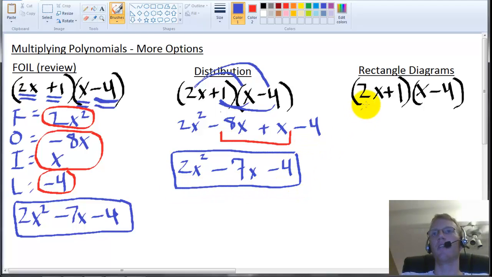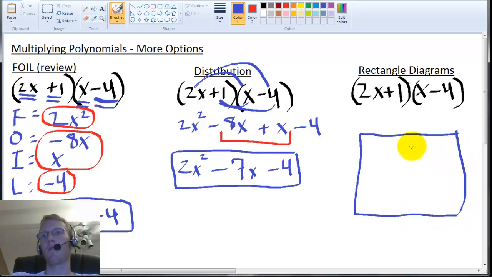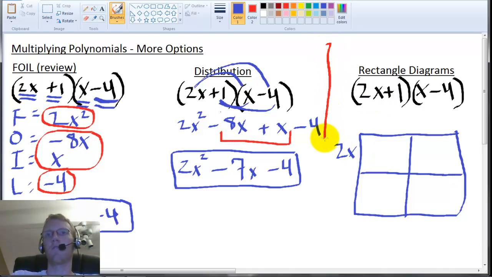And the third way is a new method that I haven't actually taught you yet, so I'm going to use this video to explain it. The idea is you draw a rectangle, and the size of the rectangle is going to be based on the number of terms here and the number of terms here. So I have 2 here and I have 2 here. So I'm going to draw a rectangle and make it 2 by 2. And then this term here, I'm going to write down the side. So 2x is my first piece, so I put a 2x here. Let me just draw a little line so I can differentiate these problems from each other.